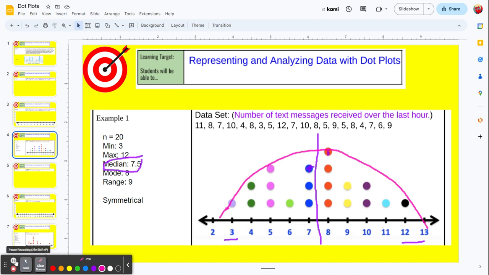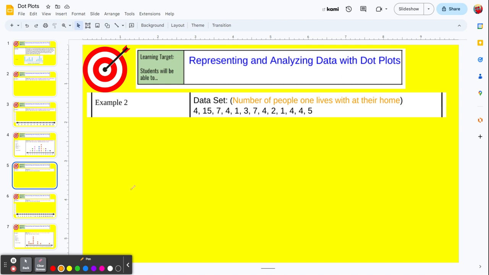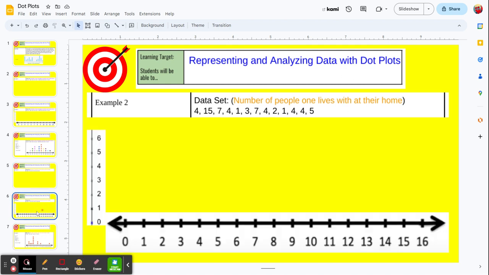Let's look at another example. In this example, 13 people were asked how many other people they live with at their home, and these are the values that we received. We would create a number line, and we must include 1, which looks like the smallest. Everyone lives with at least one other person, and the biggest was 15 other people that they live with. So we need our number line to include 1 all the way to 15. Let's go ahead and include 0 and 16 on our number line.